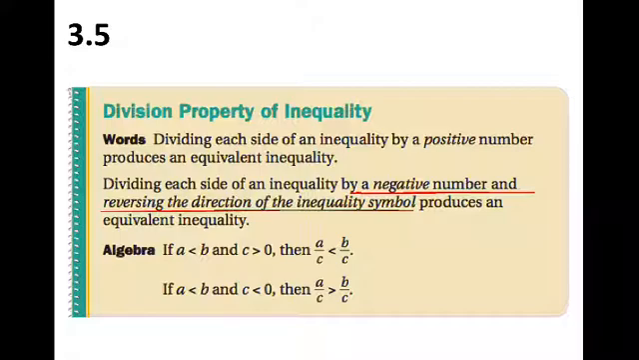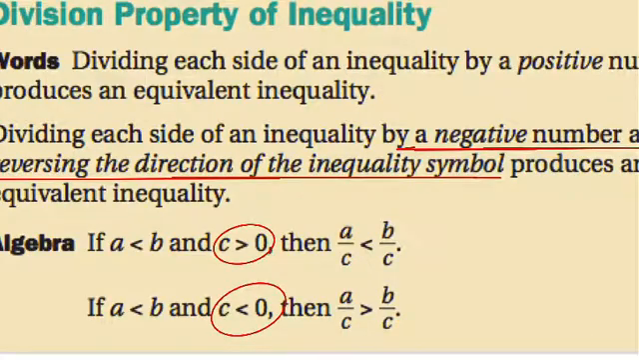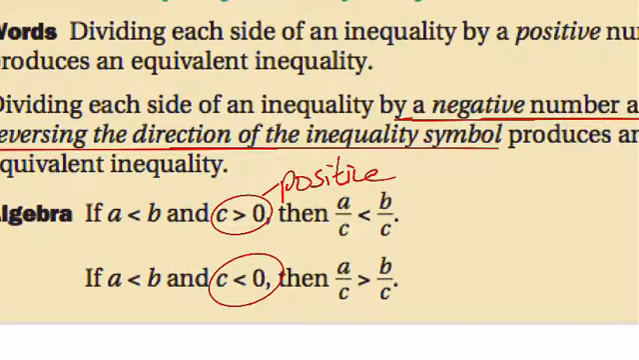So the example that we have here, same type of deal, where C is positive, the inequality doesn't change. If C is negative, the inequality does change. So again, in both cases, we have A less than B. If we're dividing both of them by C, if C is positive, it's still A over C is less than B over C. So the inequality did not change. If we're dividing by C being a negative number, then A divided by C is now going to be greater than B divided by C.